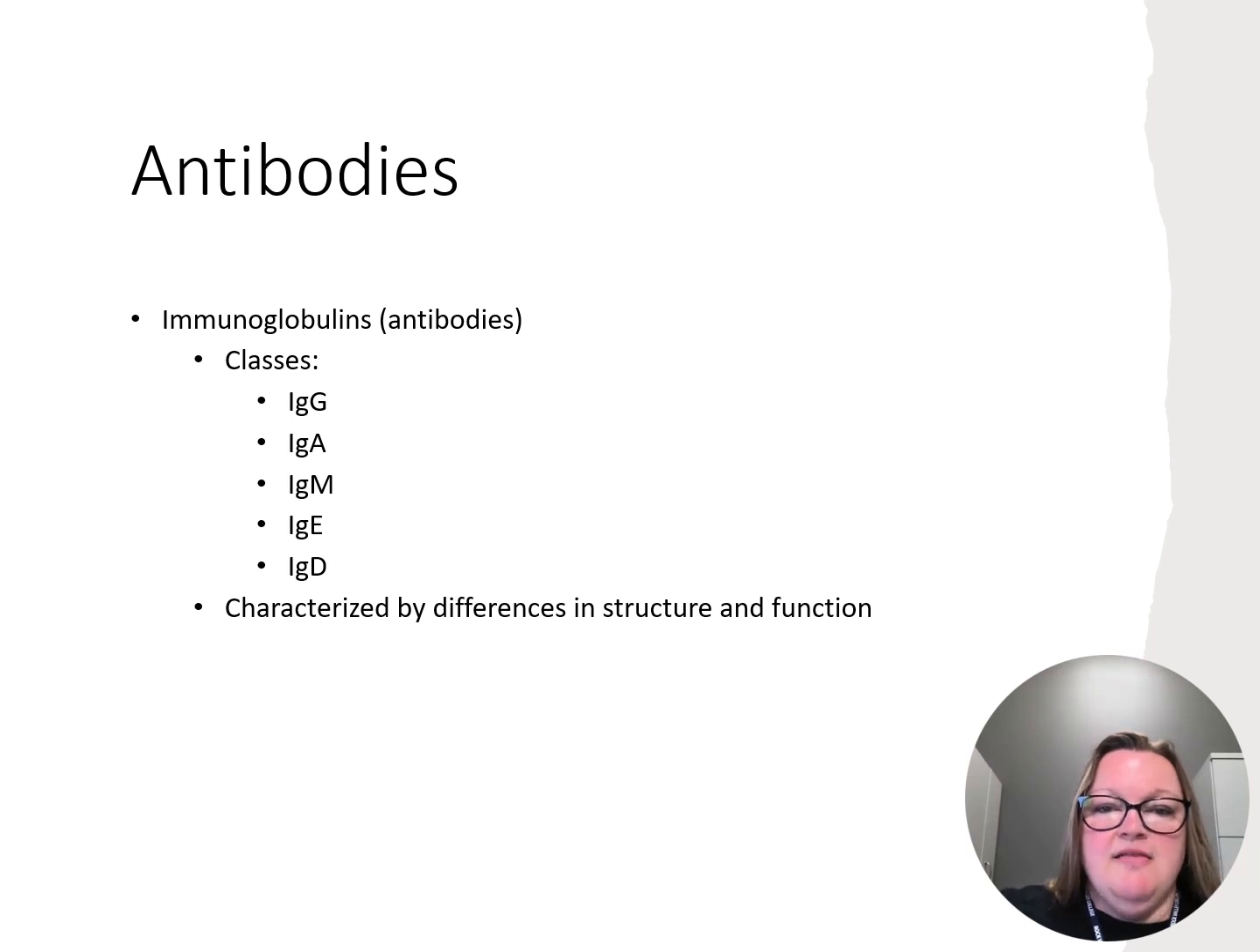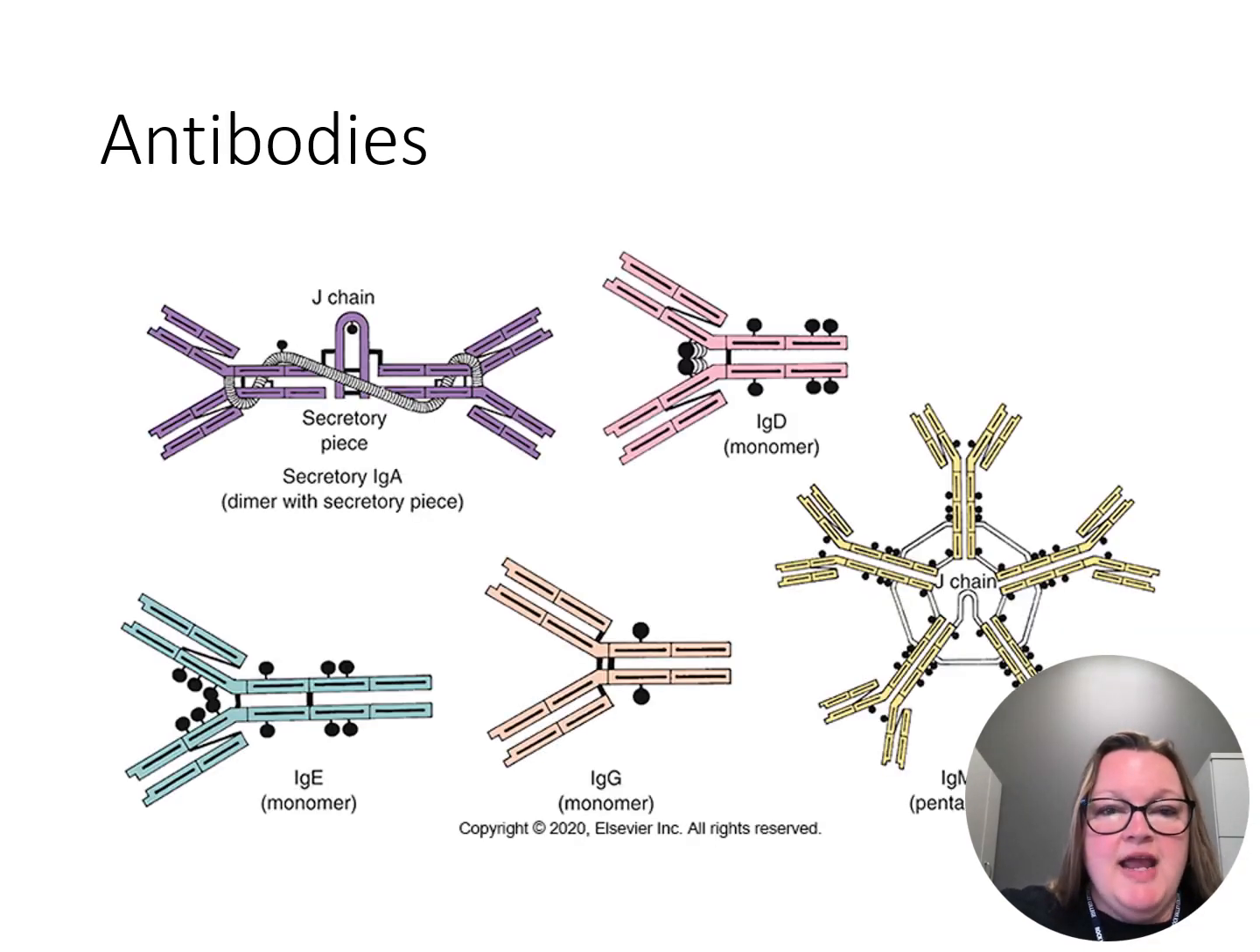So antibodies, an end product of the immune response. Know that antibodies are what responds to antigens. There are several different types or classes. There are differences in their structure and function. Here's a visual of some of the antibodies. This is on page 166 of your text. We're going to go a little bit more in depth on the difference on the next few slides.